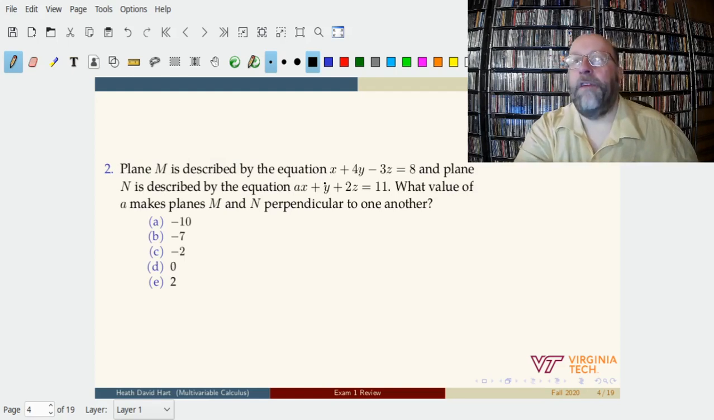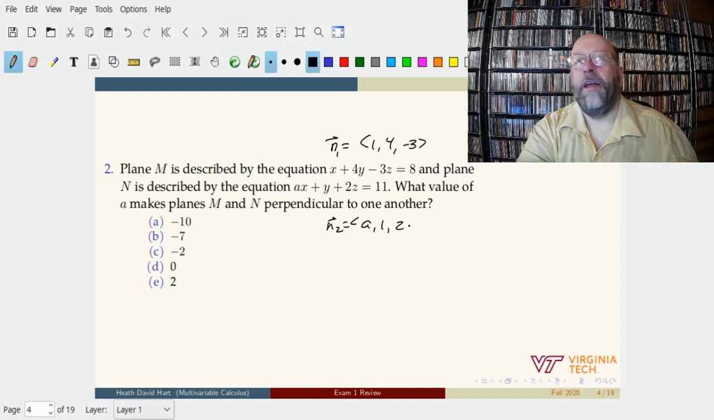This plane is described by ax plus 4y minus 3z equals 8. So its normal vector is (1, 4, negative 3). N is described by the equation ax plus y plus 2z is equal to 11. And so its normal vector is (a, 1, 2).